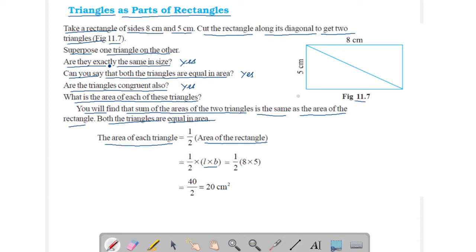What is the length? It is 8 centimeters. And what is the breadth? It is 5 centimeters. Put its value here. It is half into 8 into 5. Solve this. You will get 8 into 5, 40, upon 2, and simplify it. You will get 20 centimeters square. Therefore, the area of each triangle is 20 centimeters square.